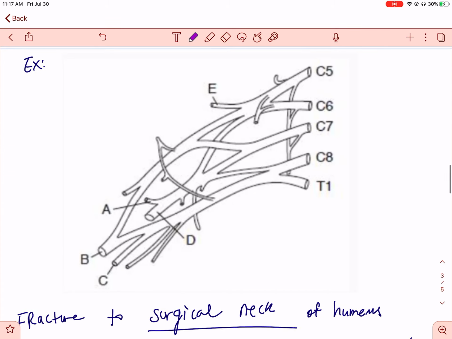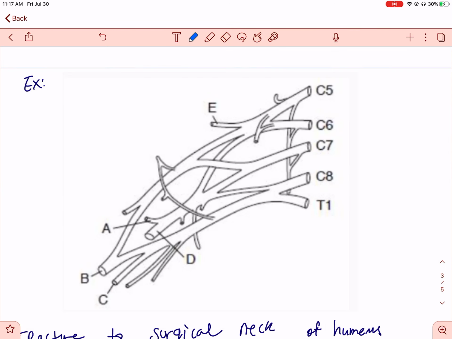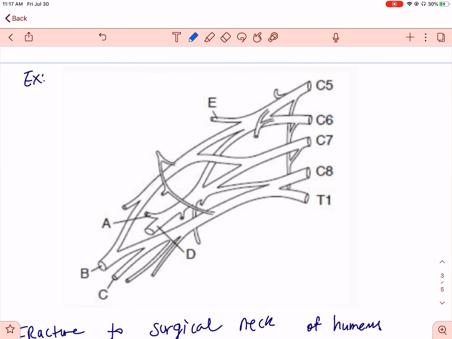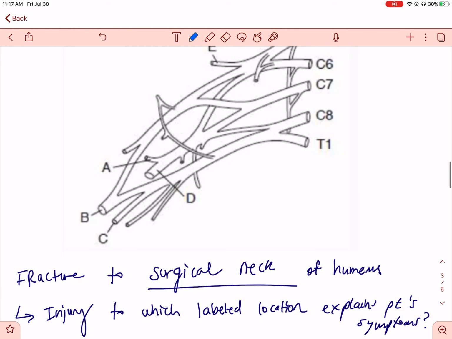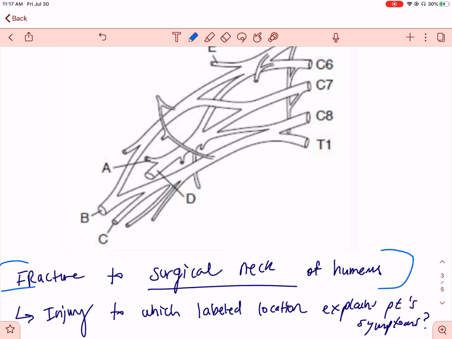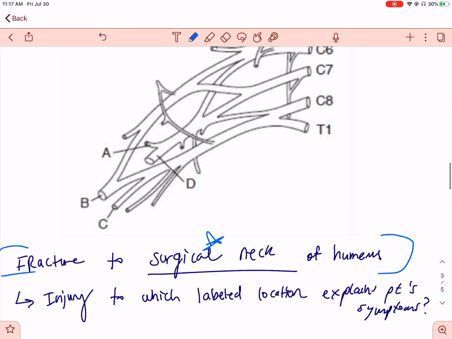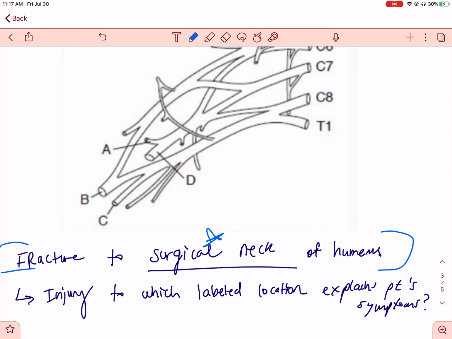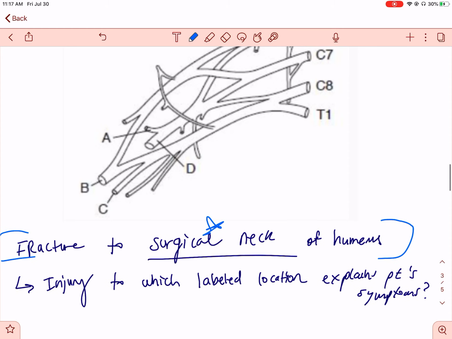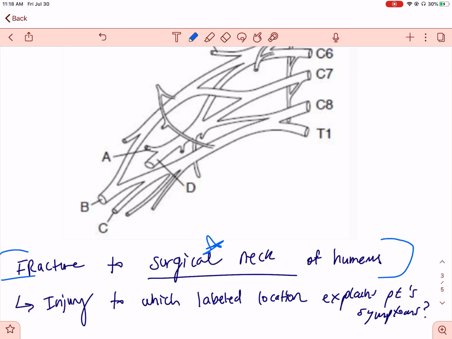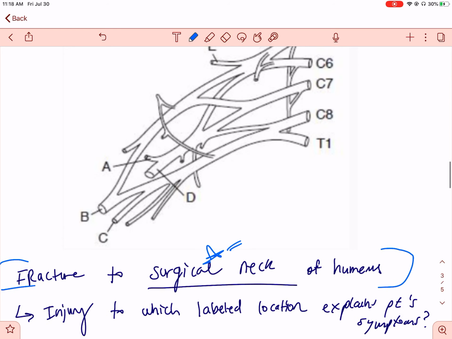Another question that you may get is an image of the brachial plexus that looks like this. No one really draws it like that, but this is the image that you get, most anatomically accurate. In the question stem, you may have something like a fracture to the surgical neck of the humerus. This should ring a bell, surgical neck of the humerus. The injury to the nerve that a fracture there would cause is the axillary nerve. Knowing that ahead of time, you would see that injury to which labeled location explains the patient's symptoms in the question stem. So surgical neck, axillary nerve, we need to find the axillary nerve in this image.